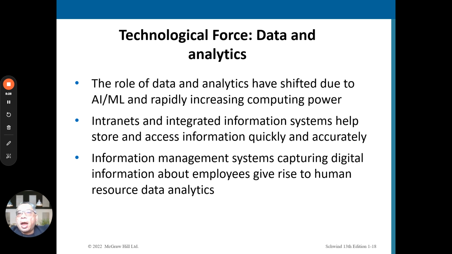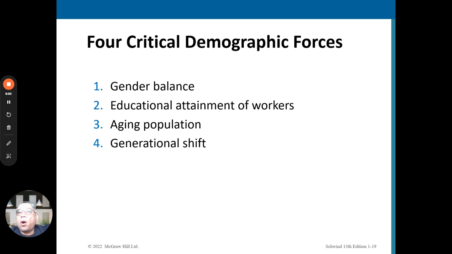IMS, capturing the digital information about employees, gives rise to human resource data analytics. Data analytics has been widely used to predict consumer behaviors. Amazon uses it very widely, and Google also uses it very widely to determine the behavior of each user. There are 4 critical demographic forces: gender balance, educational time of workers, aging population, and generational shift. These demographic forces have also been used by Facebook to generate data analytics.